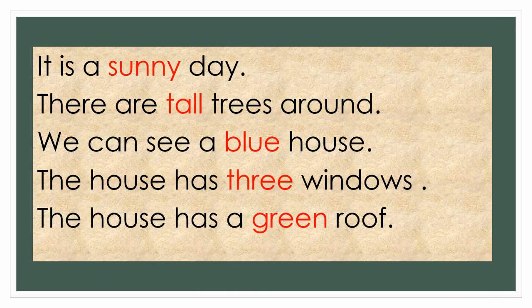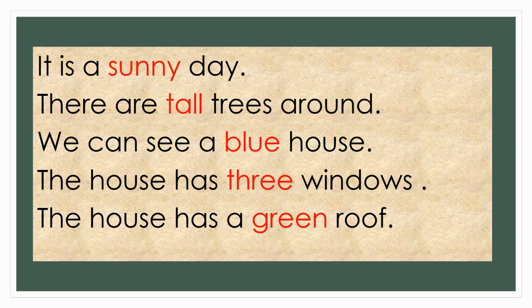The sentences written to describe the picture are: it is a sunny day. There are tall trees around. We can see a blue house. The house has 3 windows. The house has a green roof. Now, let's see the adjectives in these sentences.